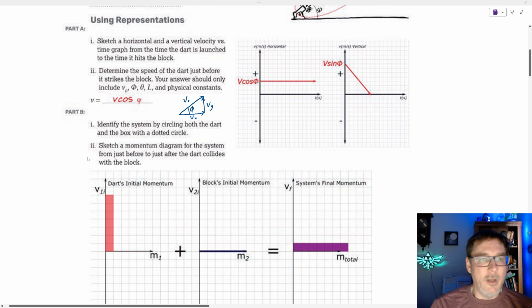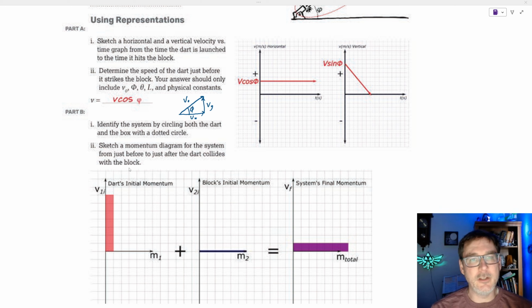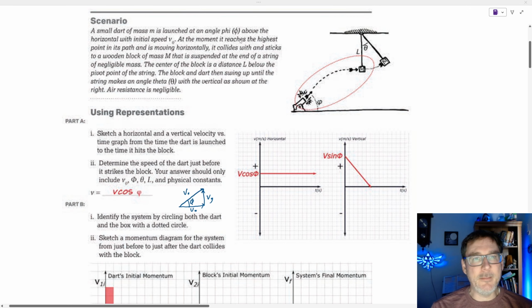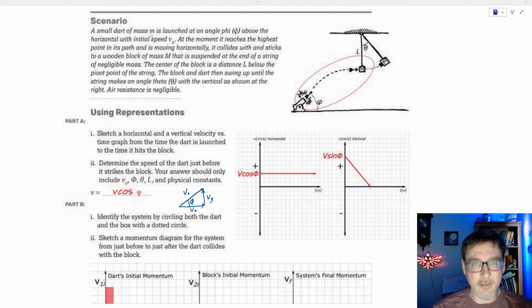Letter 2, sketch the momentum diagram for the system from just before to just after the dart collides with the block. All right, so it doesn't really say much about the masses. It just says the wooden block has a mass of capital M, and the dart has a mass of lowercase m. It doesn't say anything about the relative masses.